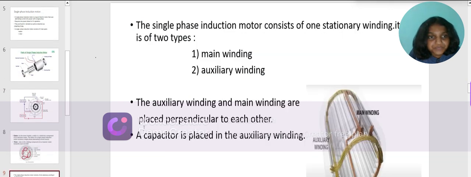If we look at this here, the single phase induction motor consists of one stationary winding, and again it is divided into two types. One is main winding and the other is auxiliary winding. If we look at this picture over here, we can easily find which is main winding and which is auxiliary winding. This right one is main winding and the left one is auxiliary winding. They are both perpendicular to each other, and the capacitor is placed in the auxiliary winding.